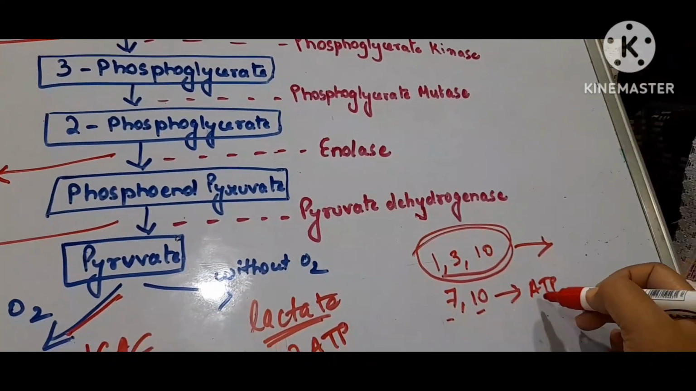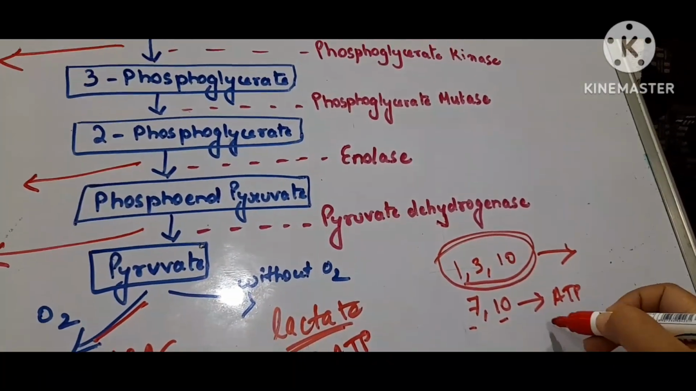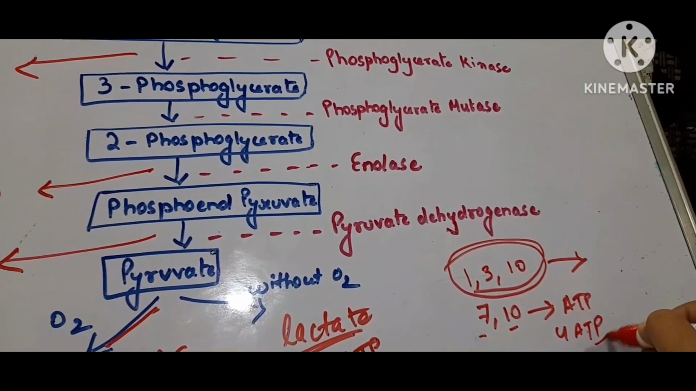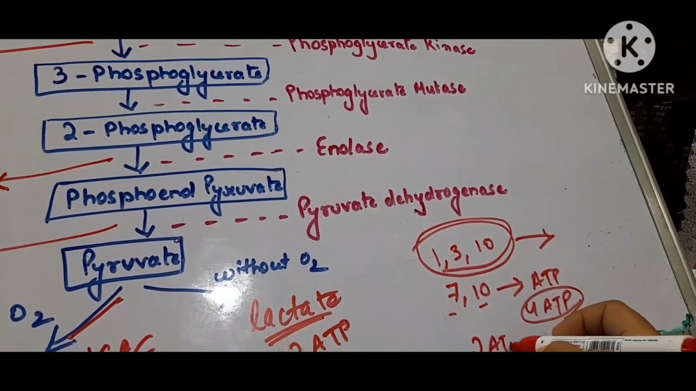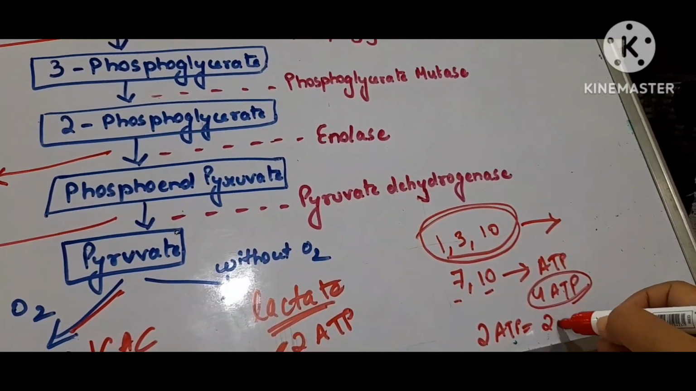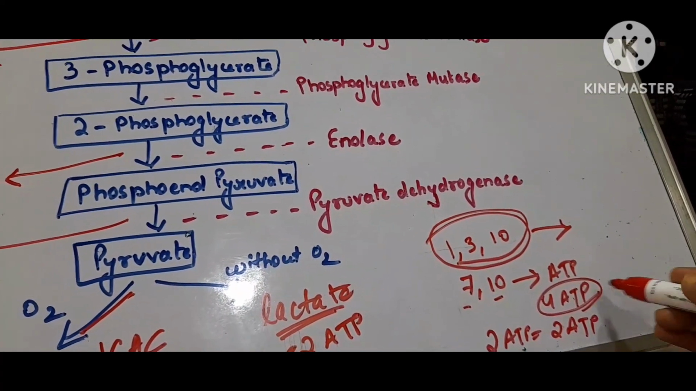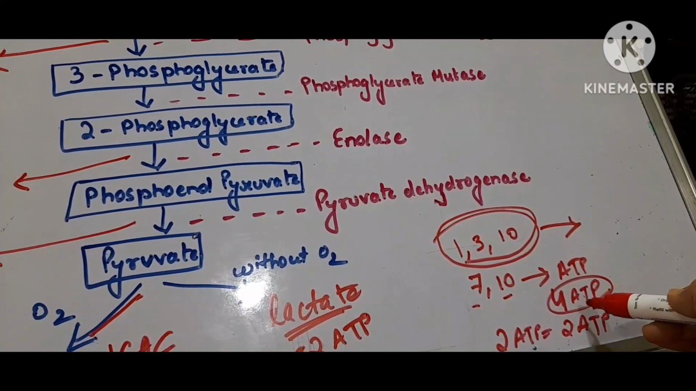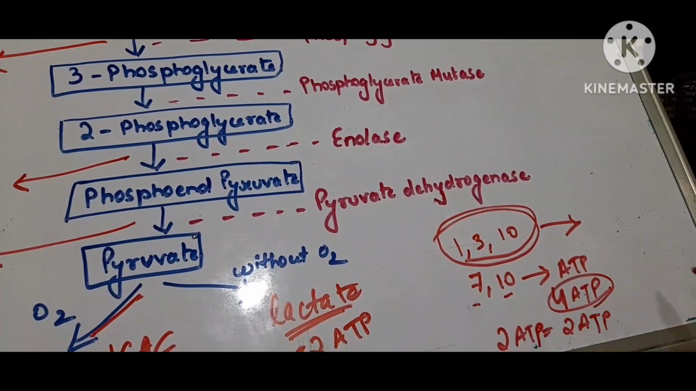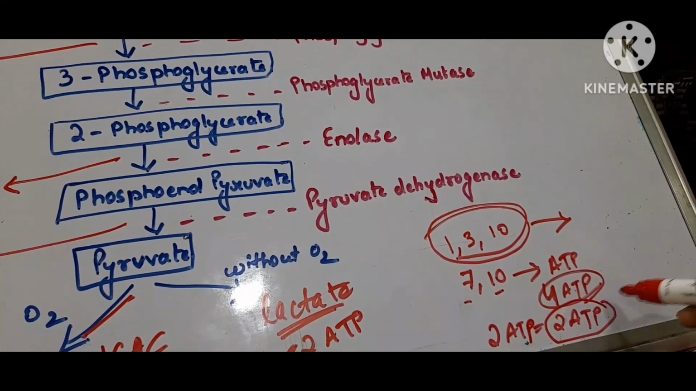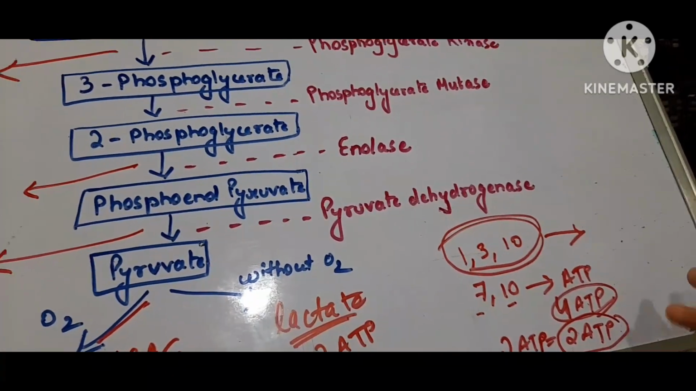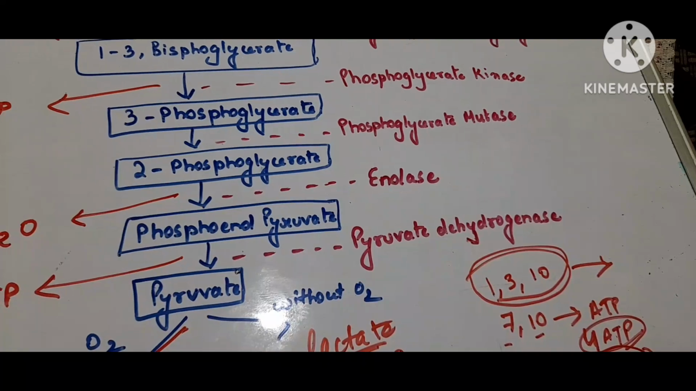In total 4 molecules of ATP are given out and a total of 2 molecules of ATP are used in the process. So what is the net gain? 2 molecules are given out, 2 molecules are used, so in the end what is the net gain of ATP? That is 2 molecules of ATP formed at the end of the glycolysis process.